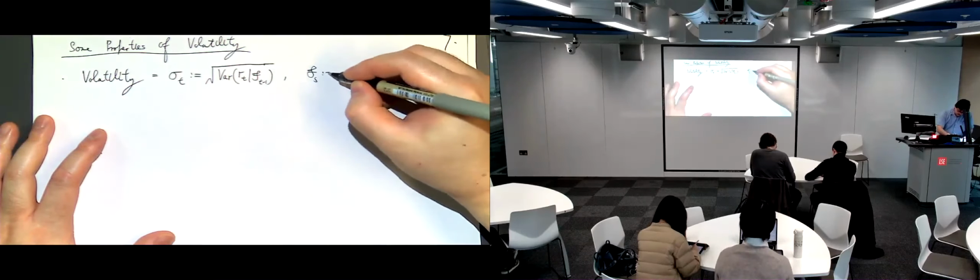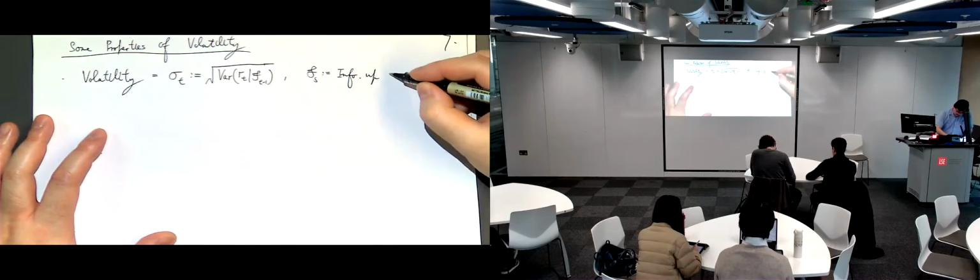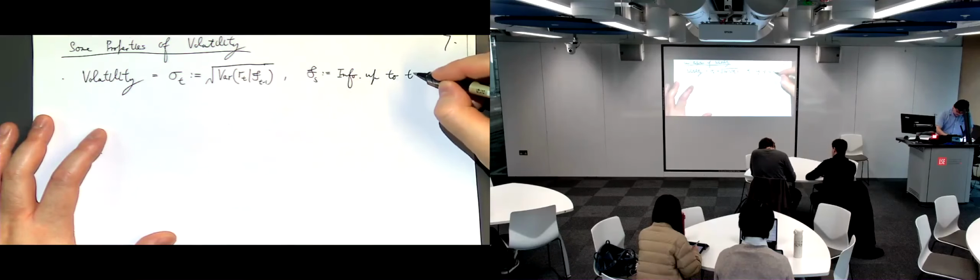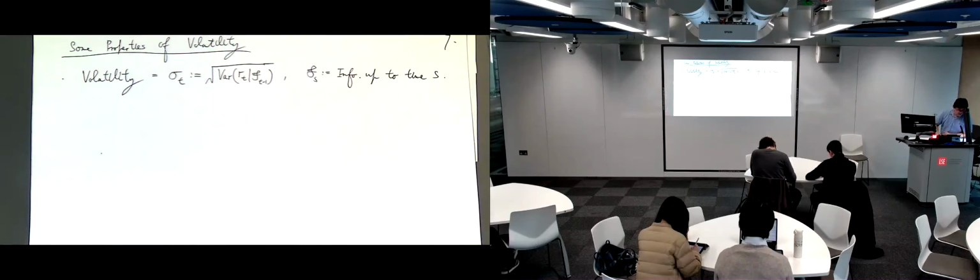So your Fs here is information up to time s. If you studied stochastic processes, this information is basically the sigma algebra generated by the random variables at hand. If you don't know what I'm talking about, fine. Remember, it's information up to a certain time.